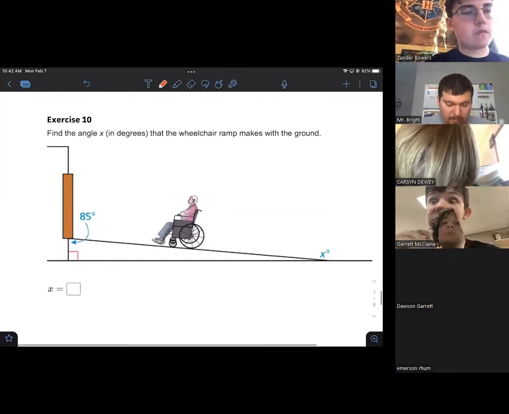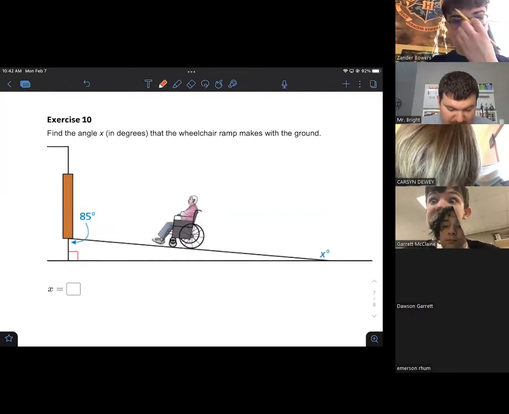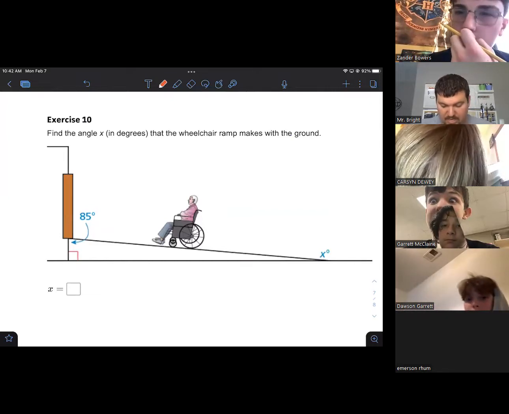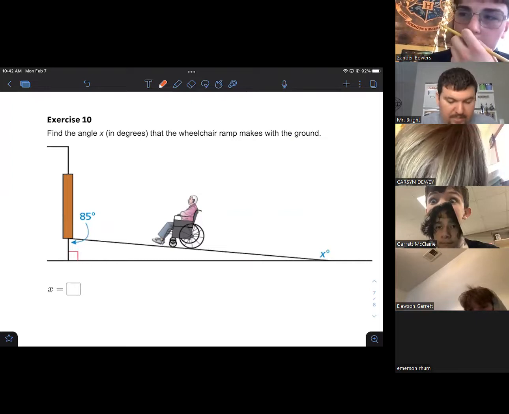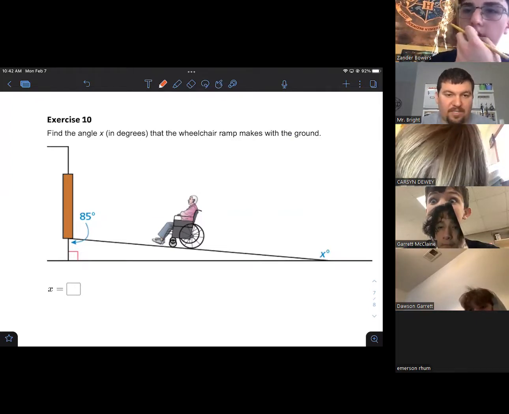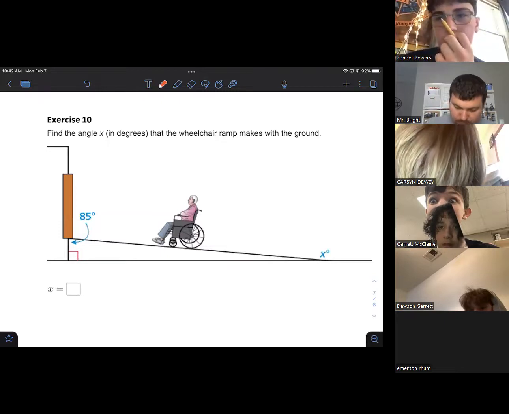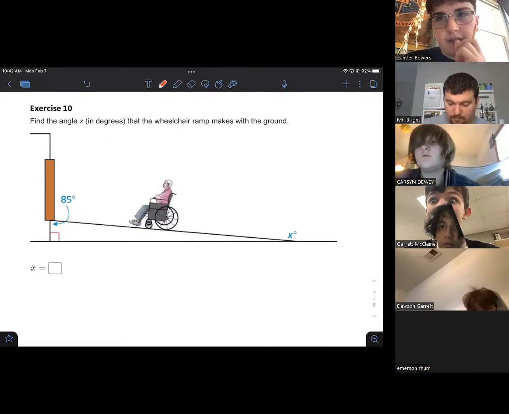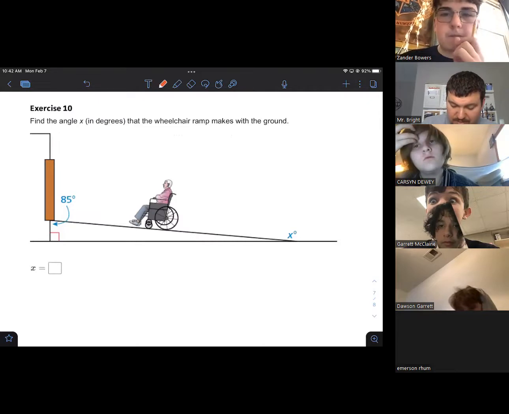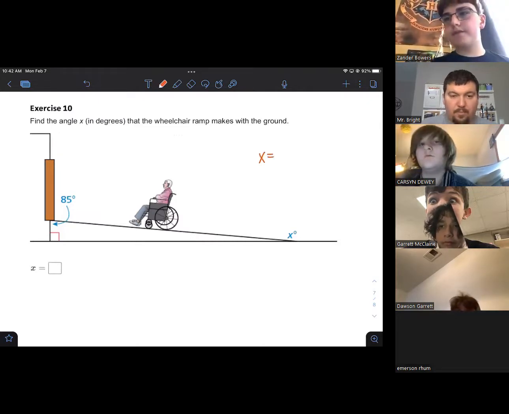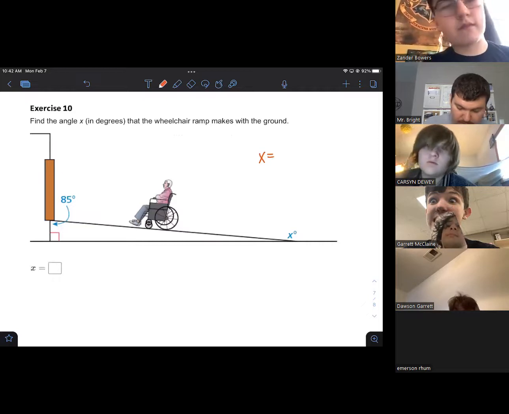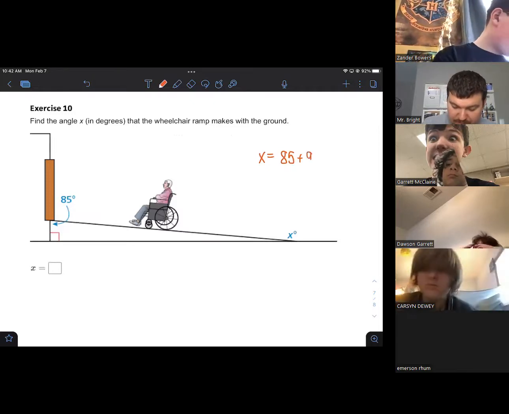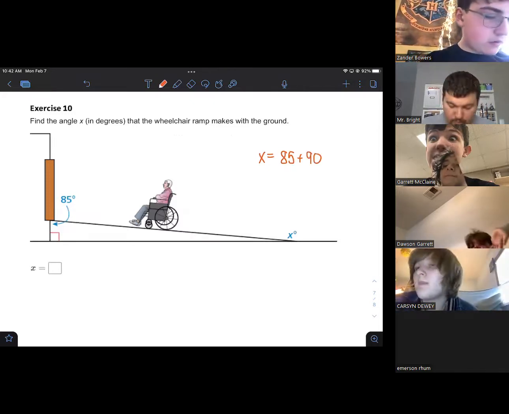Last question. Number 10, find the angle x in degrees that a wheelchair ramp makes with the ground. What kind of angle is angle x? What would I call that angle since it's outside the triangle? Exterior angle. Yeah, it's an exterior angle. And so exterior angles are equal to the sum of the non-adjacent interior angles. So the 85-degree angle plus the right angle, which is obviously 90. And so what is x going to equal then?